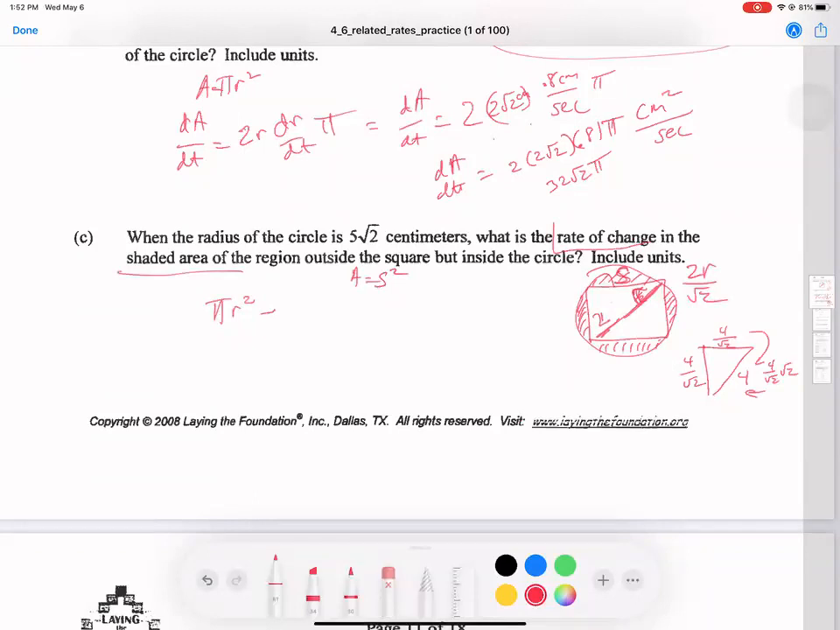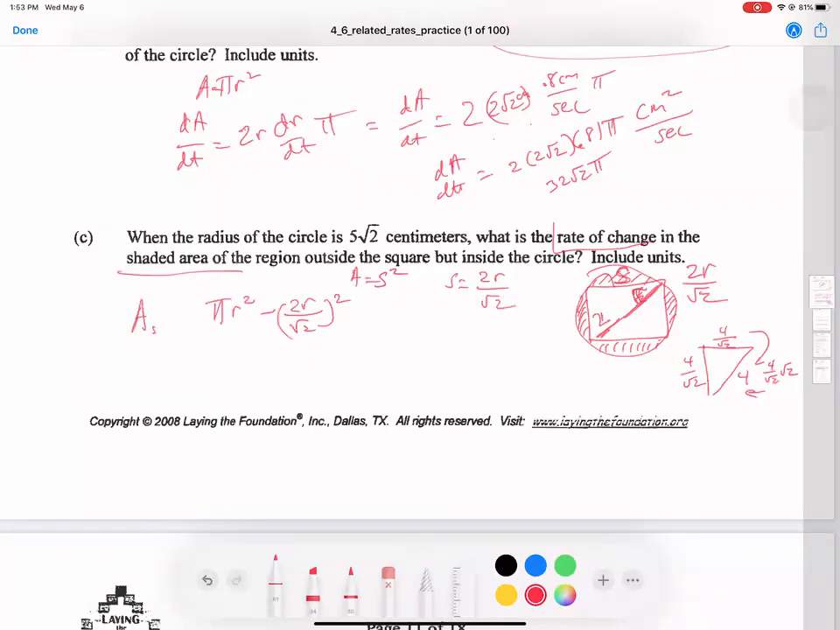So for me, the side s is equal to 2r over square root of 2. So we're going to say pi r squared minus 2r over square root of 2, squared, because I want them all in the same variable. And then the next thing, when the radius is 5 square root of 2, what is the rate of change in the shaded area? So let's go ahead and find that rate of change now. We're going to take the derivative of this to find how fast this is changing.